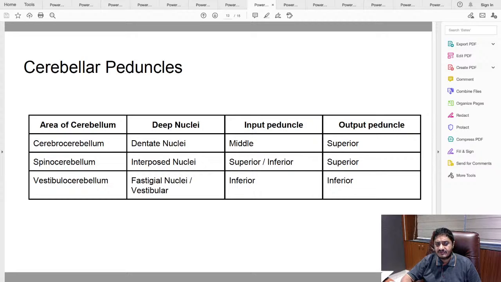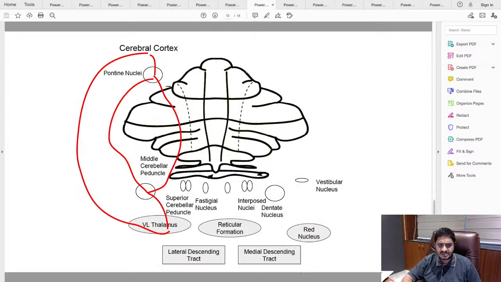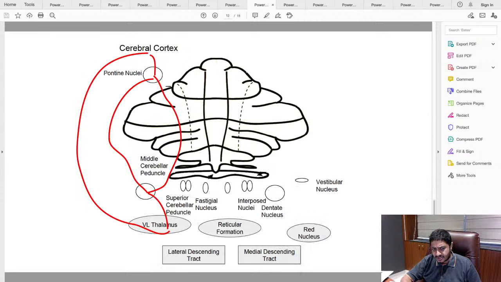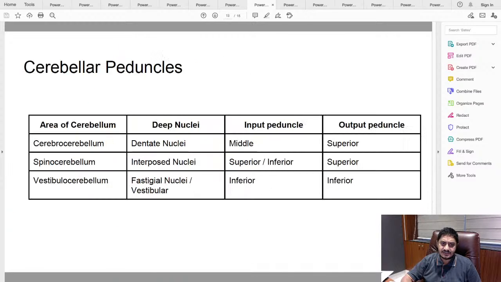And the input peduncle for the cerebrocerebellum is the middle cerebellar peduncle. The picture is showing the middle cerebellar peduncle. It must show at the top, at the pons. Something to note, Prajwal: we have written middle cerebellar peduncle at the output, near the thalamus, but not on the pons side. Actually, the correct thing is the input peduncle is the middle cerebellar peduncle, whereas the output peduncle is the superior peduncle. So in the place where we have now written middle peduncle, it must be superior, and near the pons we should put middle peduncle. Middle cerebellar peduncle is the input peduncle, and the output peduncle is the superior peduncle.